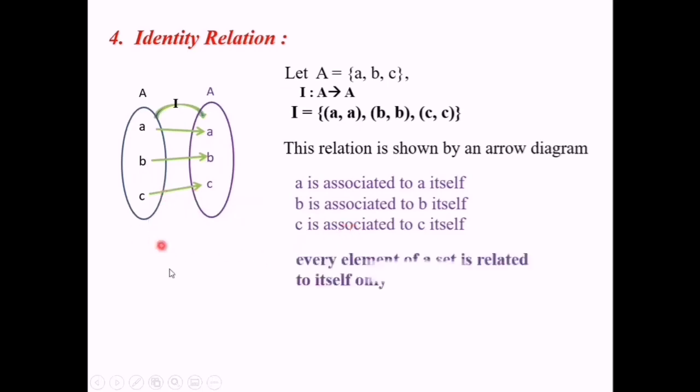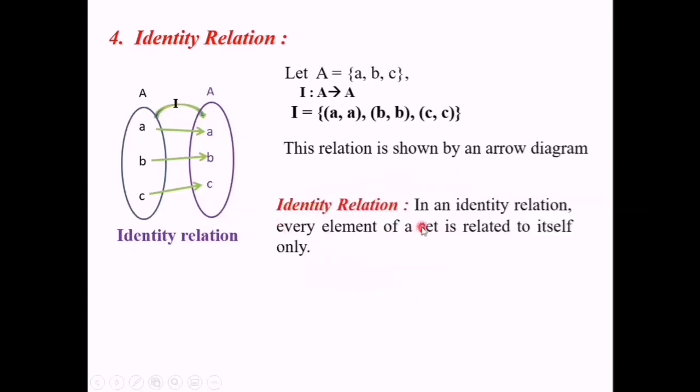So this one is called an identity relation. Here, every element of the set is related to itself. The definition: in an identity relation, every element of a set is related to itself only.